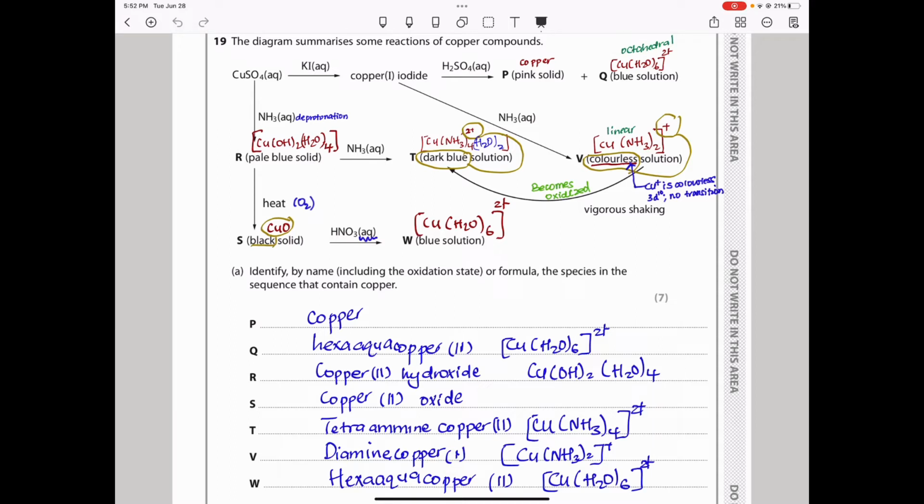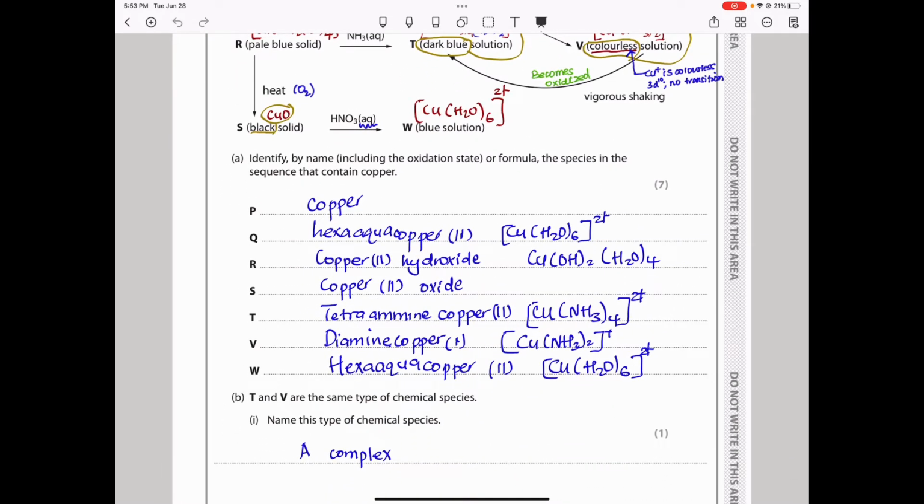And lastly, W, the blue solution. You remember here we have copper 2 oxide. When it reacts with an acid, the copper 2 plus ions are going to be released and the water ligands will surround it, producing the hexa aqua copper 2, which is that.